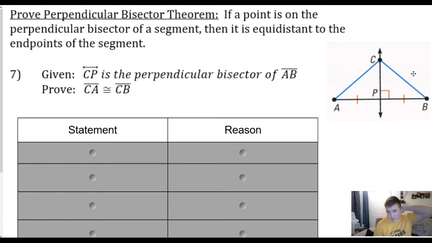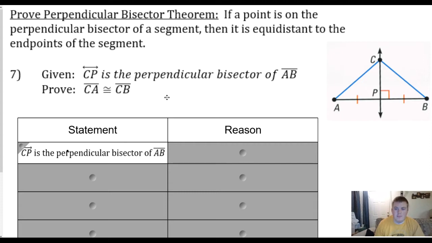So we are given that CP, the line, is the perpendicular bisector of segment AB, and we're asked to prove that CA is going to be congruent to CB. That's saying that A is the same distance apart from C as B is from C. And we can see that we've drawn in a couple of segments there that are going to make this look like a triangle. So we're going to start with what we are given, and that is that the line CP is a perpendicular bisector of segment AB. Our reason is going to be given.